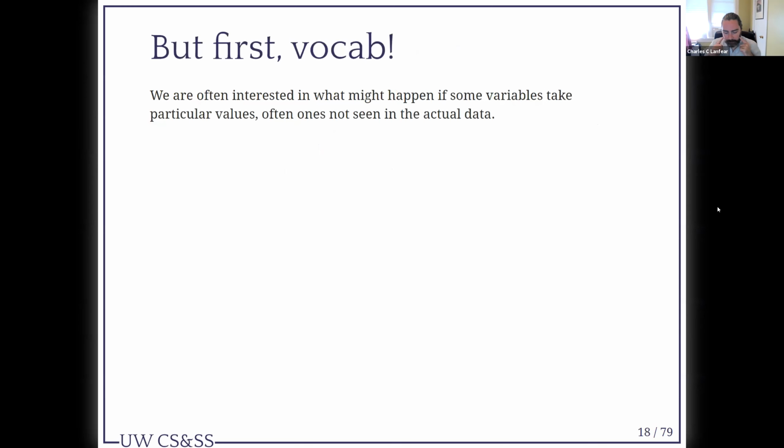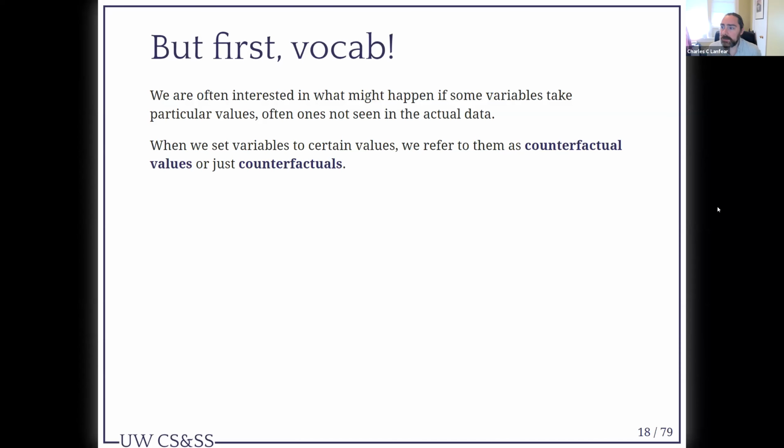Okay, so before we do that, I'm going to talk about a little bit of vocabulary that will hopefully help you think about these things and especially search for help for doing these things. So the idea here is we're often interested in what might happen if some variables take particular values. That is, what would our outcome, our y variable, look like if some of our x variables were at particular values? Maybe even particular values that don't appear in your actual data.